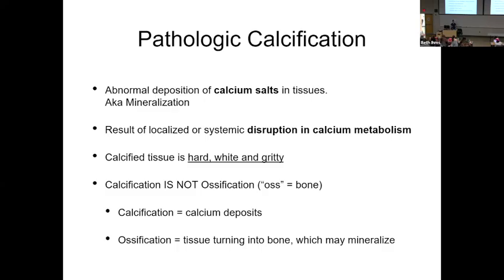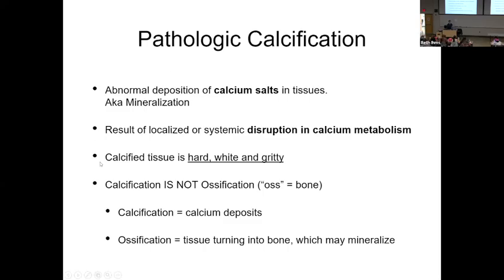Calc is calcium. We're calciumifying. Os is bone. It means you're bonifying. Those are different things. Bone is a living tissue composed of things, one of which is calcium, but there are many other things. So ossification and calcification are not the same thing. Calcification, mineralization, sure, fine, same, whatever. This is a result of disruptions in calcium metabolism, either at the local or the systemic level.